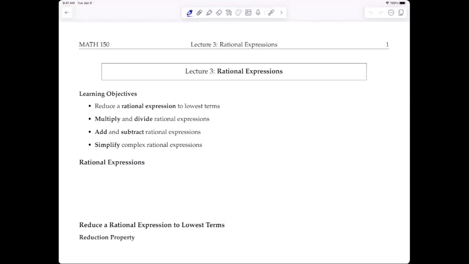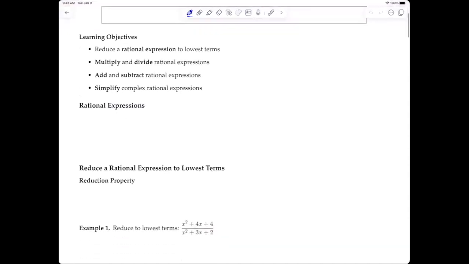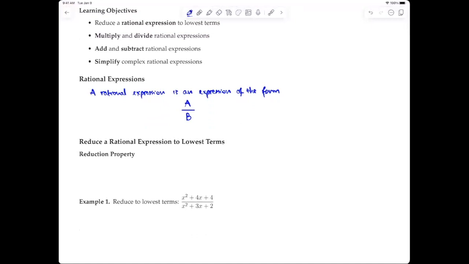Okay, so rational expressions. A rational expression is an expression of the form capital A over capital B, where A and B are polynomial expressions.